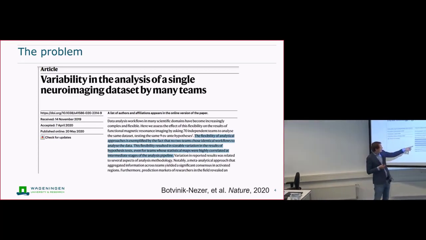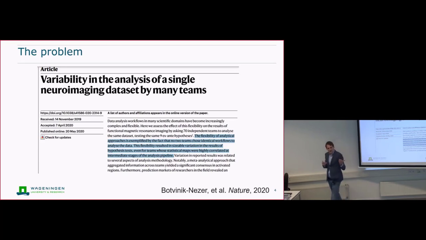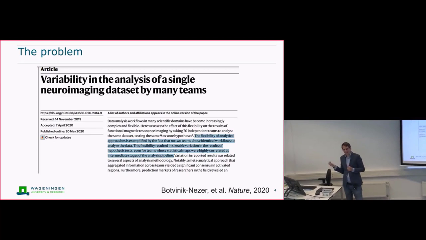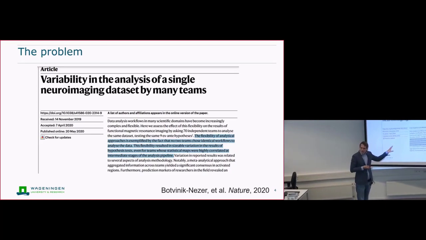What they found is that no two teams used the same exact way of analyzing the data. Also, there was quite some disagreement on which hypotheses were confirmed and which were not. I think out of the 7 hypotheses, there was consensus on 1. And for 5 of the hypotheses, I think 40% of the teams said yes, confirmed, and the other teams did not say that. So flexibility in analyzing the data can be very consequential. It can determine whether you accept a hypothesis or whether you think something is true or not. That's very important.